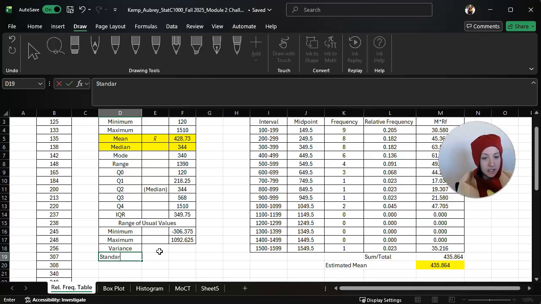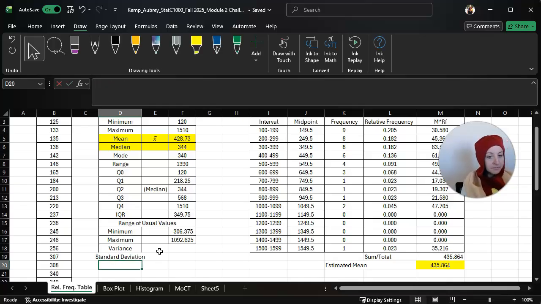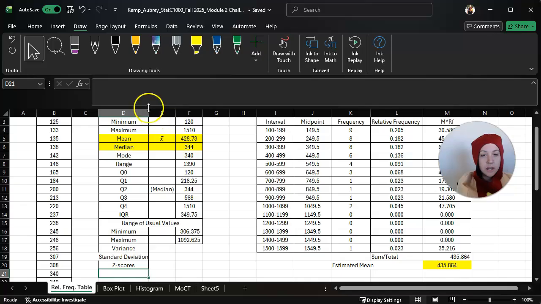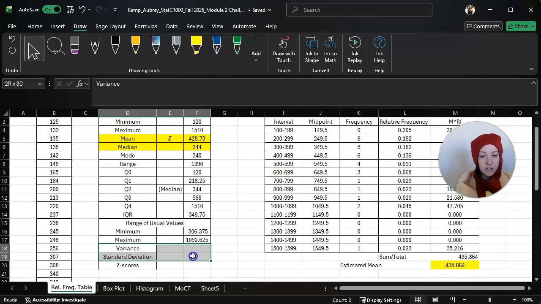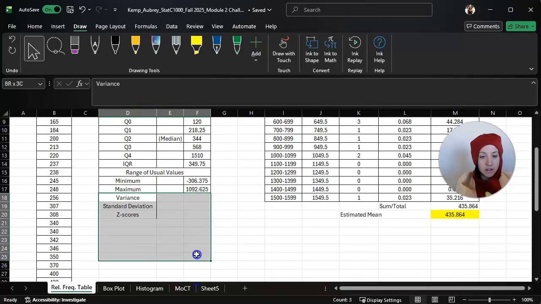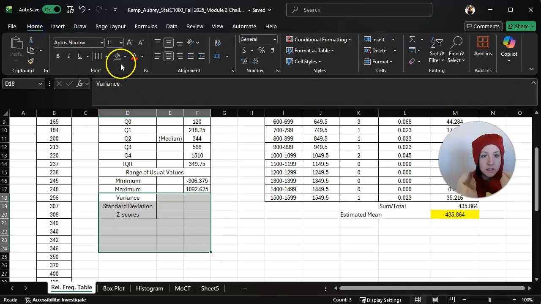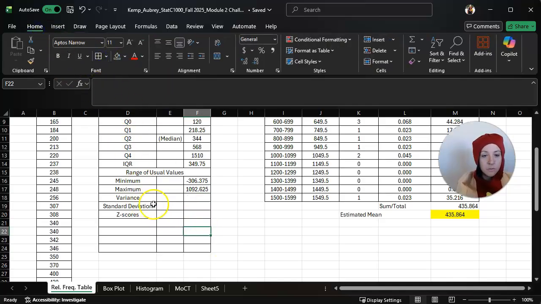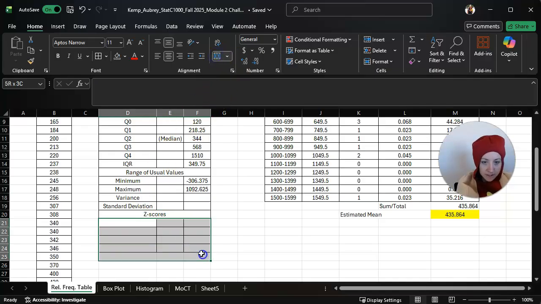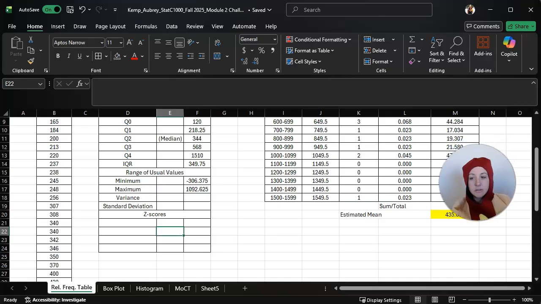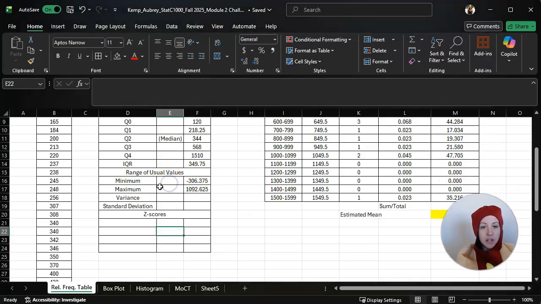So now what we're doing is focusing on variance, standard deviation, and then also how to calculate z-scores. I'm going to go ahead and widen this so we can include all of our words. Okay, and z-scores, I'm actually going to merge this cell because we're going to do several examples of how to calculate z-scores.